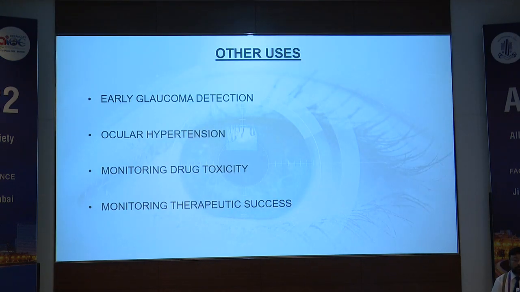What are the uses of pattern ERG apart from this? It can help in early glaucoma detection in the pre-perimetric phase, or in ocular hypertension when we want to know if the disc is getting damaged, if the nerve is getting damaged or not. It can be used to monitor drug toxicities, and it can also be used to monitor therapeutic success of various drugs in various retinal pathologies.